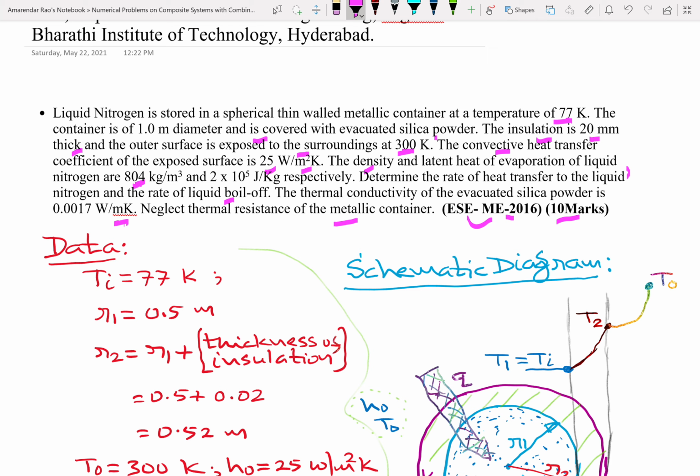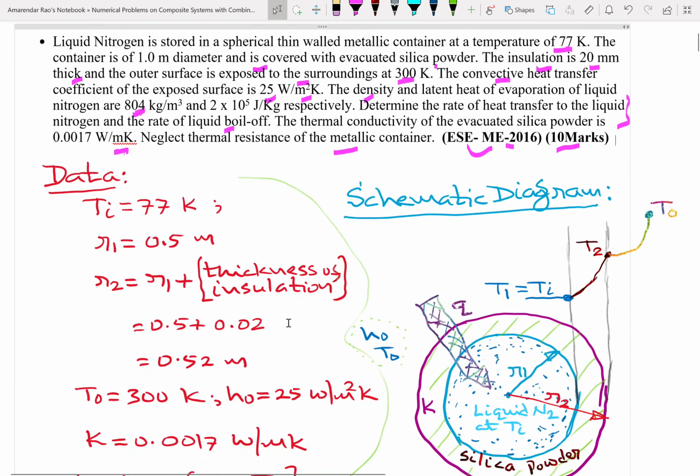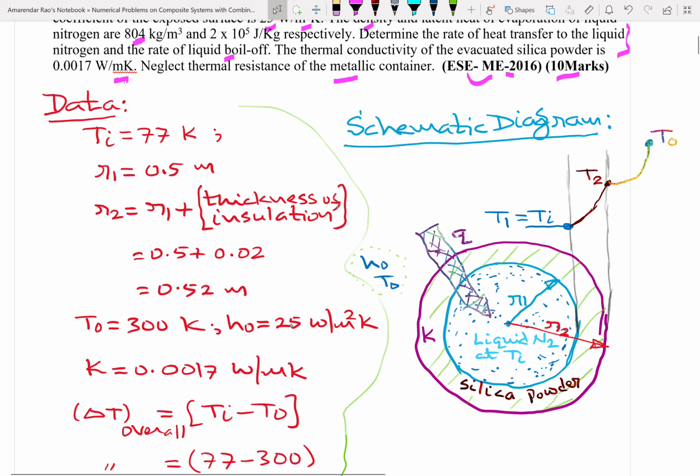So here we need to calculate heat transfer rate, and a slight extension will enable us to find out the amount of liquid nitrogen that is boiled off because of the heat gained by the system. So inside temperature of the liquid nitrogen is 77 Kelvin. Inner radius of the container is 1 meter by 2, half a meter, 0.5 meters. Then outer radius of the container would be R1 plus thickness of insulation. They must be consistent. And 0.5 meters plus 20 mm, that is 0.02 meters, will give us 0.52 meters.